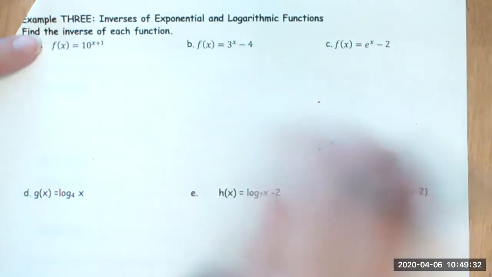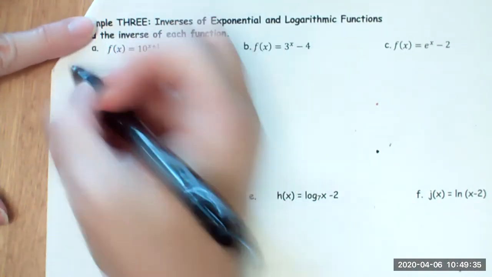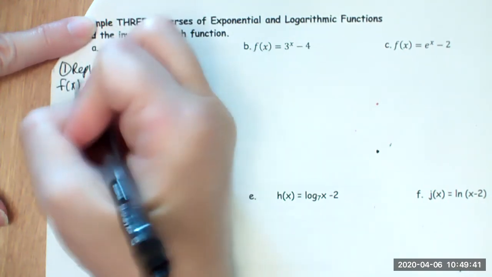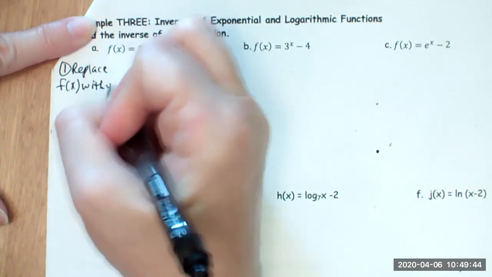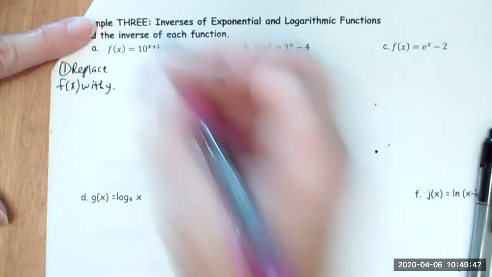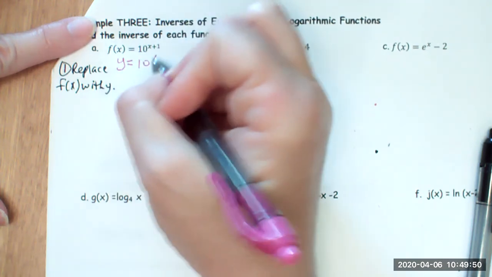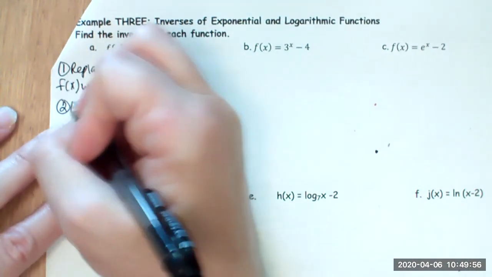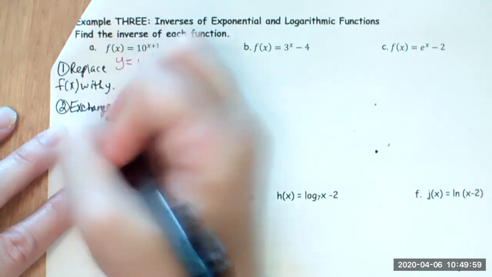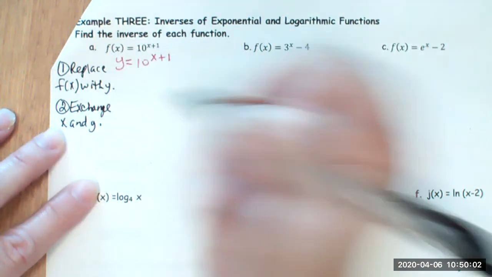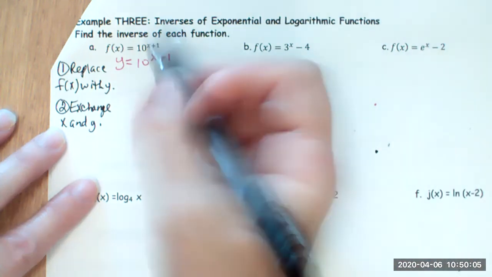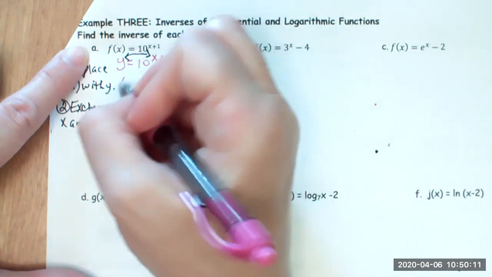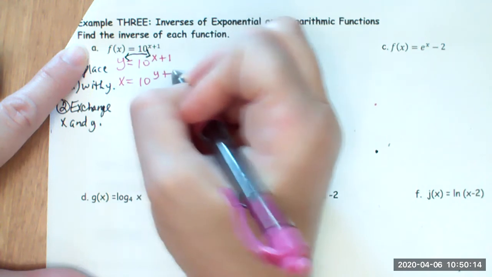So the first thing we're going to do is notice that we are in function notation. So we're going to want to replace f of x with y. Okay, so let's do that. We'll replace f of x with y. So we'll have y equals 10 to the x plus 1. And then we know the next step is to exchange x and y. Okay, so if we exchange x and y, change their locations, we'll have x is equal to 10 to the y plus 1.